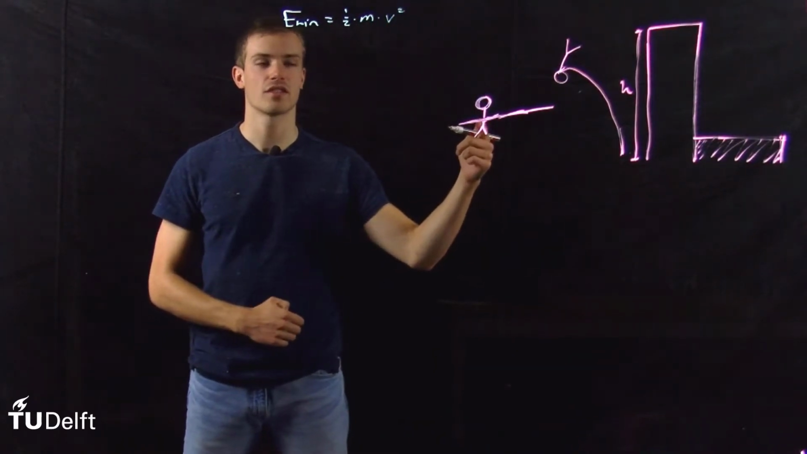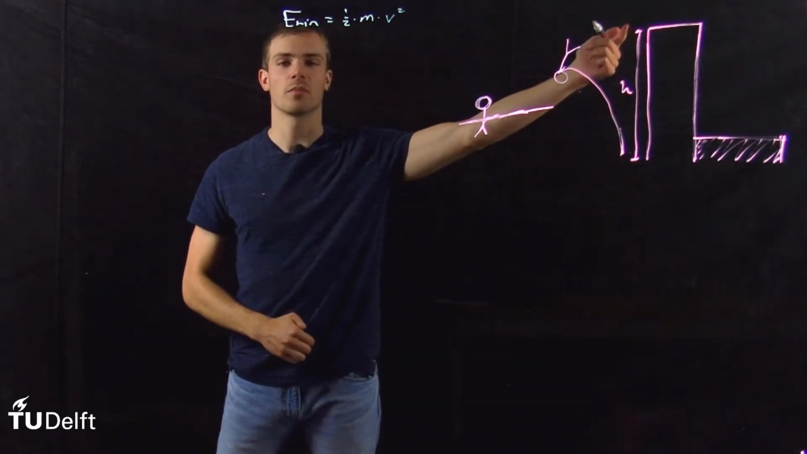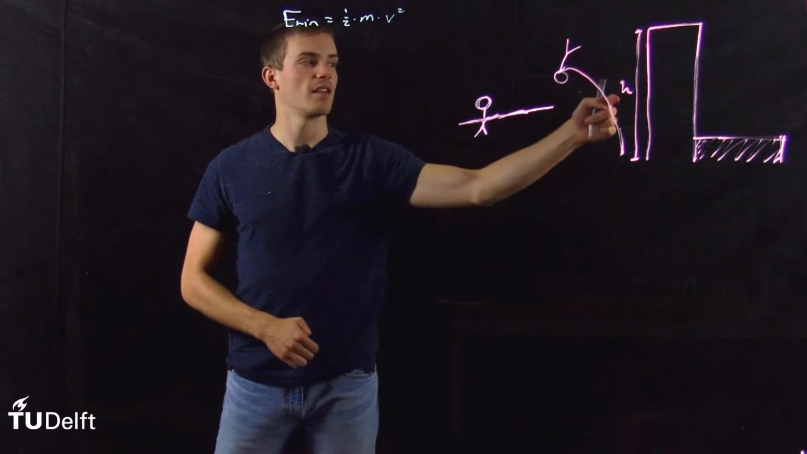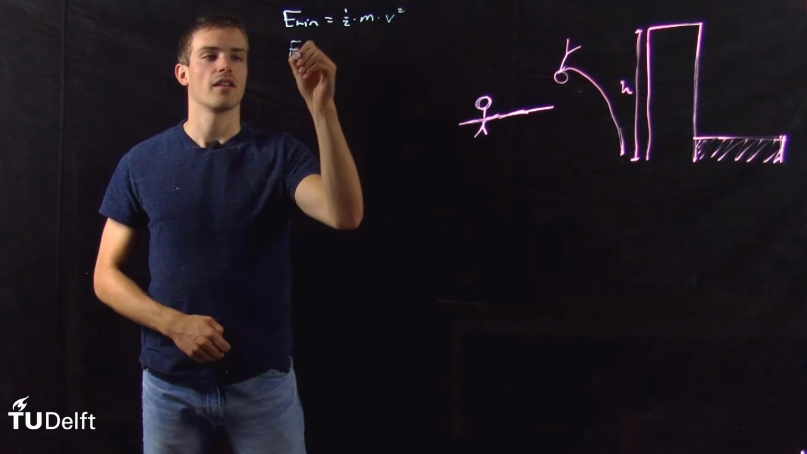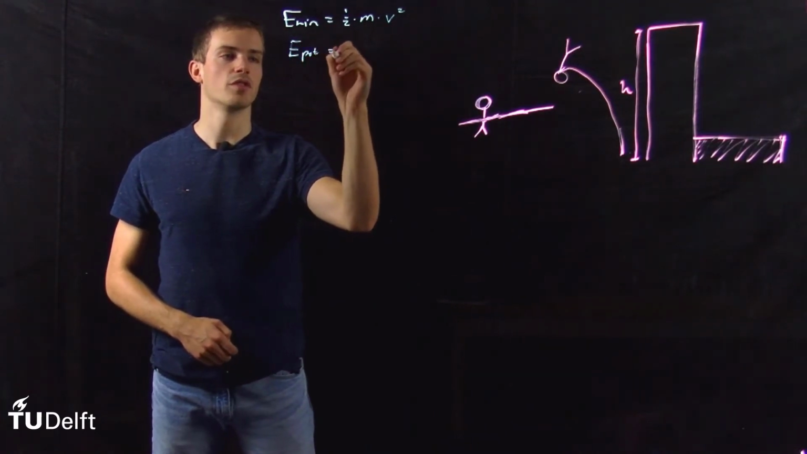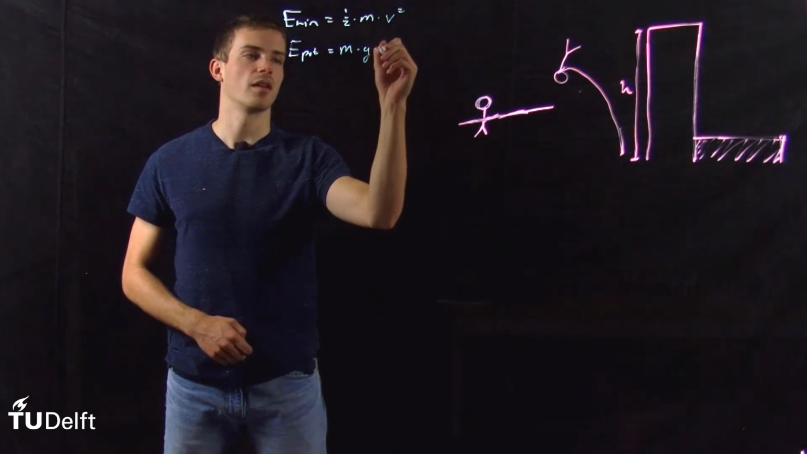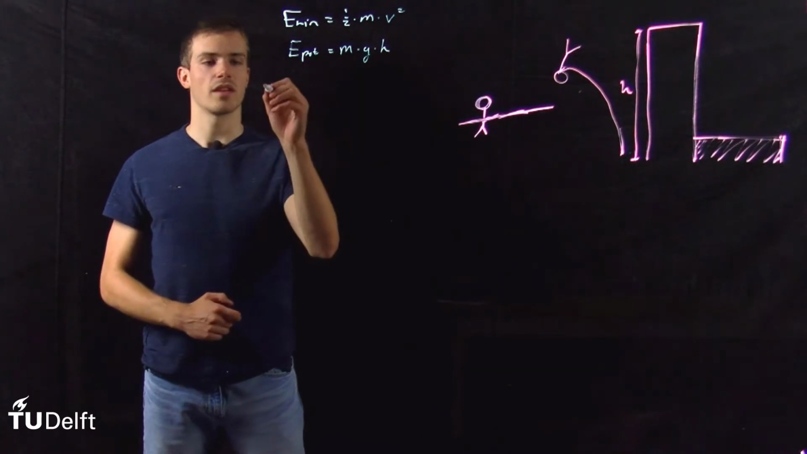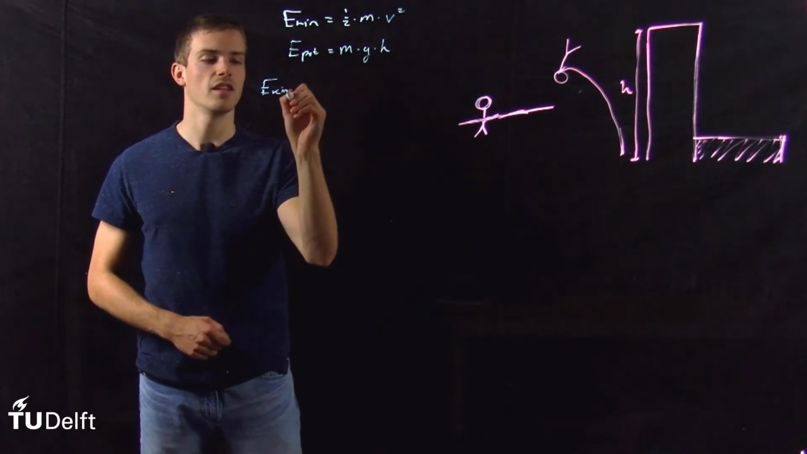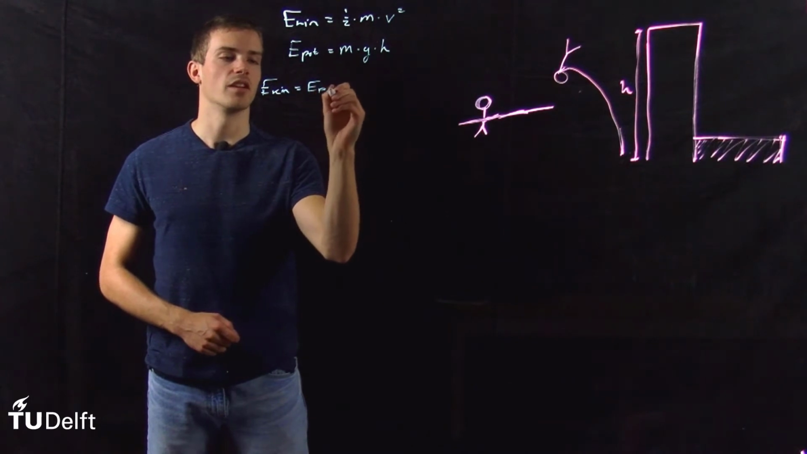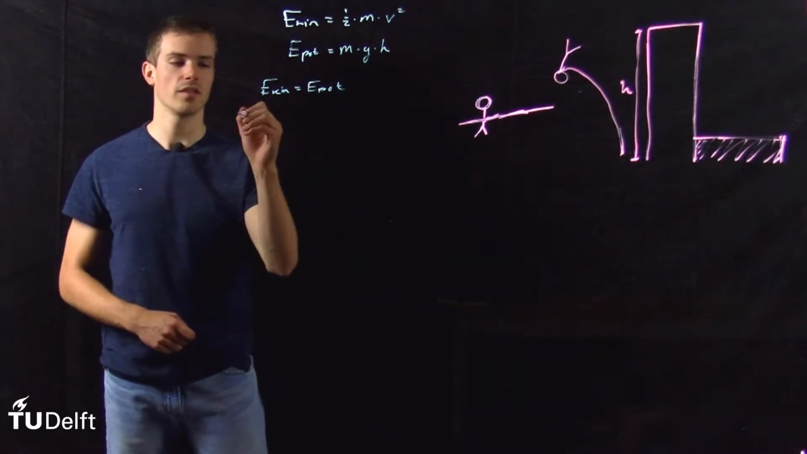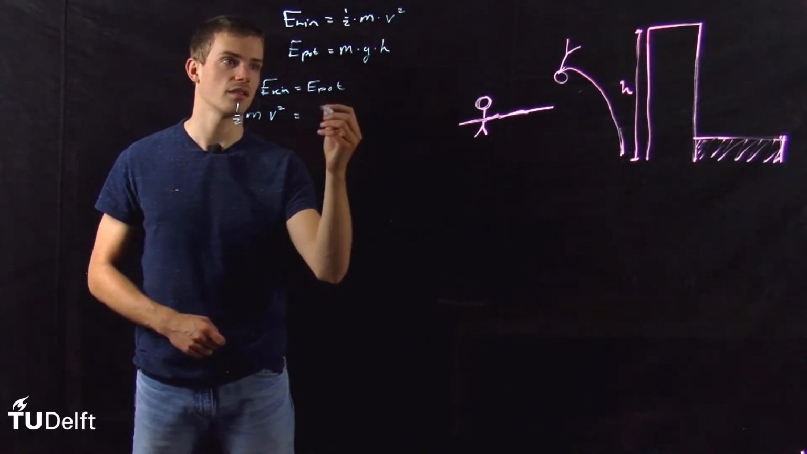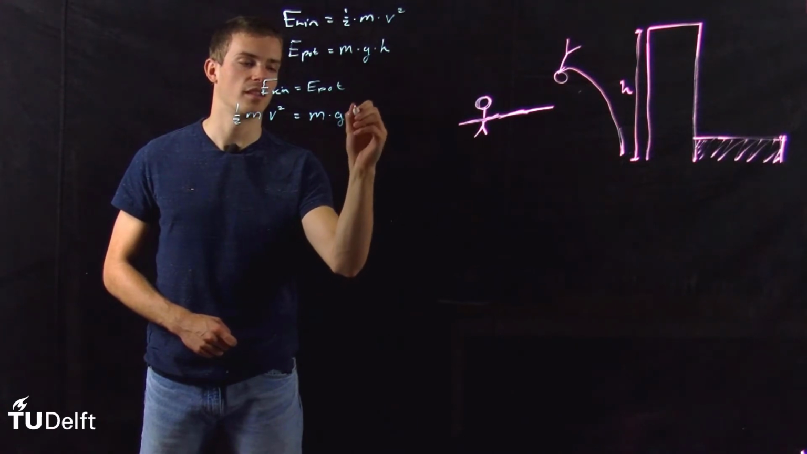All of his kinetic energy is transferred when he reaches his highest point to potential energy. And the height of the pole is at height h. So therefore, the potential energy of the pole vault jumper is m times g times h. Because of all the transfer of this energy, we can say that the kinetic energy is equal to the potential energy, which will result in a half m v squared equals m times g times h.